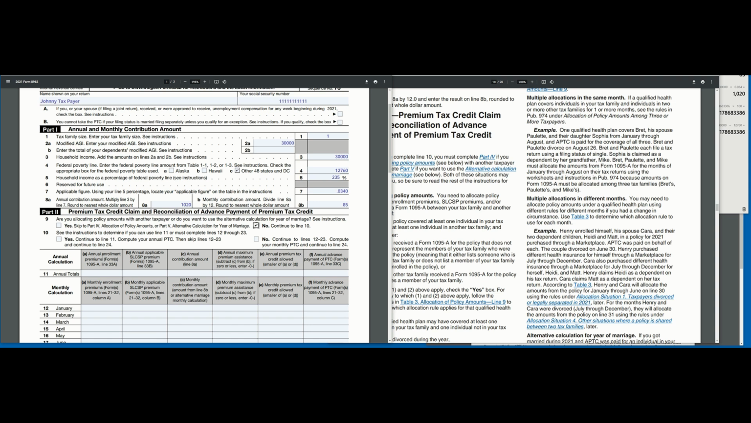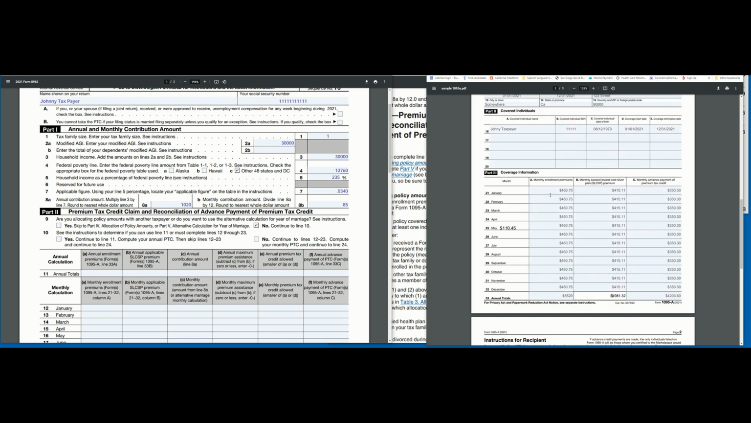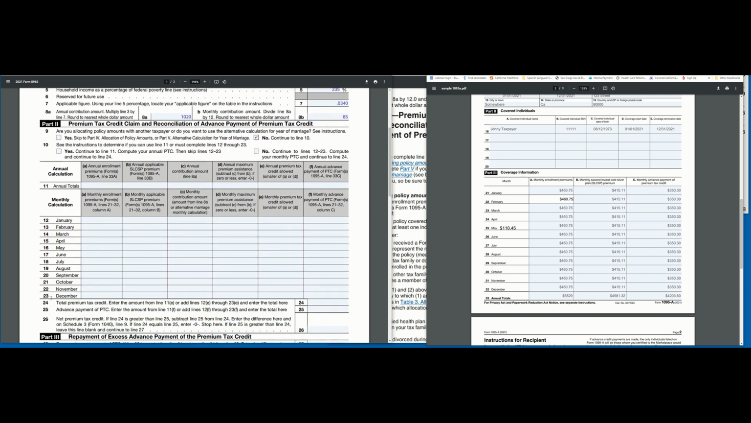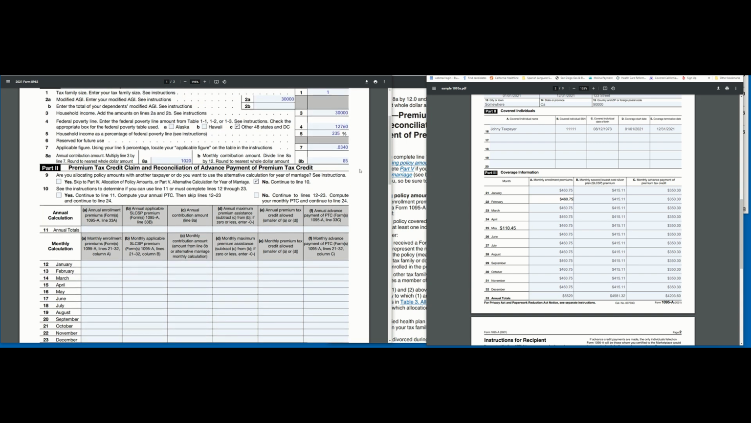And then line number 10 is see your instructions to determine if you can use line 11 or complete lines 12 through 23. So in this situation, they are asking if on your 1095A you had the same coverage amounts every month throughout the year, in which case you can just use the total annual amount, or if you had differing amounts throughout the year, say your income went up or your household size changed and you got different amounts, then you would need to click no and use lines 12 through 23 and manually put them in month by month. In this case, I do have a 1095A that shows the exact same amount yearly. I will click yes to this one, and then I can just use the annual amounts on line 11.